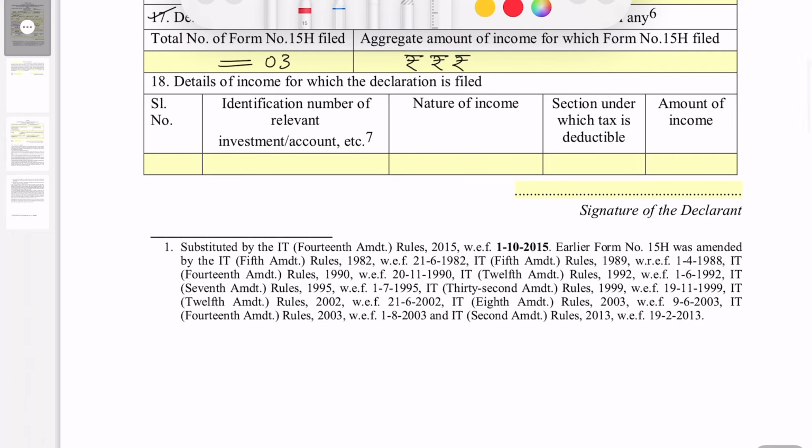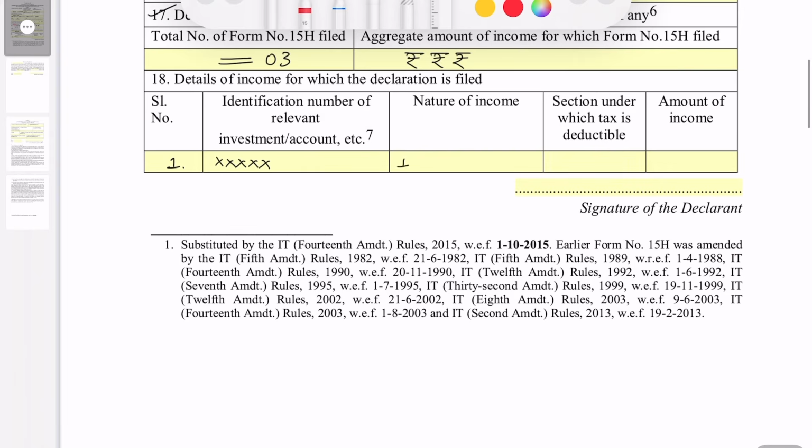And point number 18 is going to be very simple. Just copy exactly what you see here. So serial number is 1. Then you write the identification number of relevant investment. So this is going to be, let's say your father has put his money in an FD, whatever is the FD identification number. So nature of income is going to be income from interest.